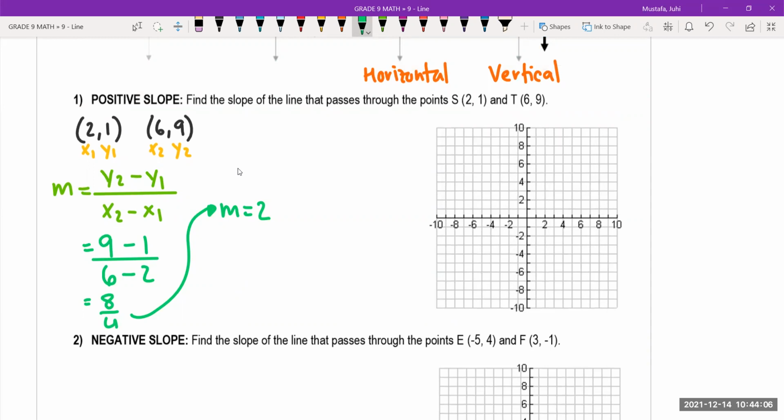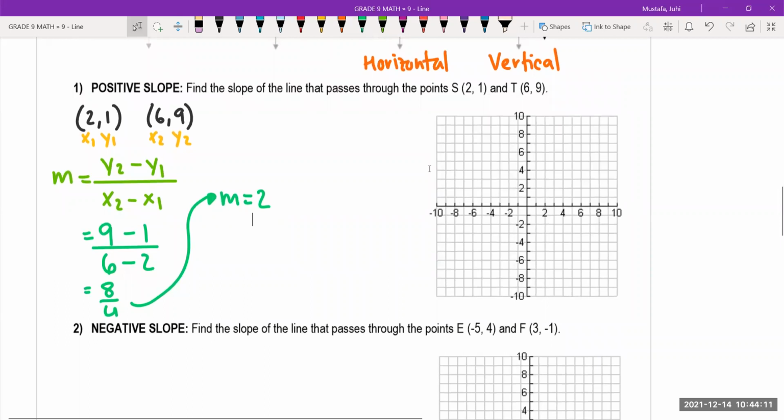But let's just check our work and try to see if it's actually correct. Here's how we're going to check our work. I'm going to plot these points on the graph.